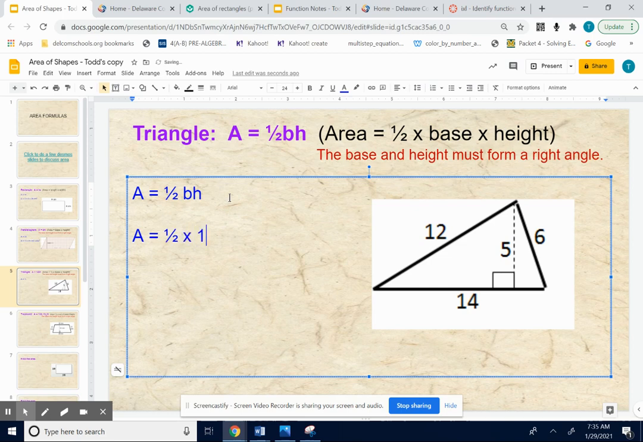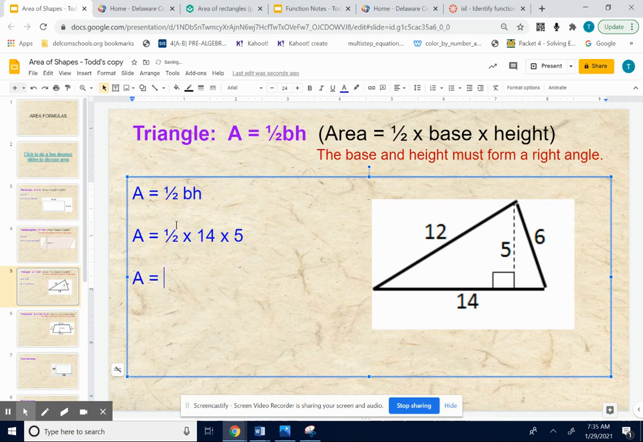The base is the 14. The height is the 5. So we get 1/2 times 14 times 5. When you have multiplication, you could multiply in any order you want. I'm just going to go left to right because that's what we usually do anyway.